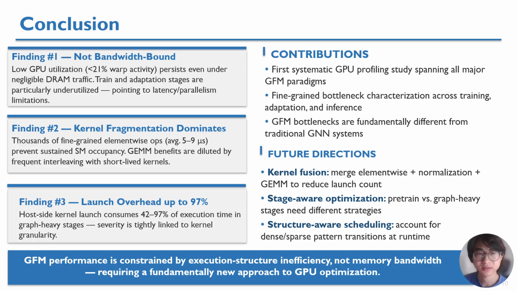Our contribution is the first systematic GPU performance study spanning all the major GFM paradigms. We provide fine-grained bottleneck analysis across training, adaptation, and inference, and we also show that GFM bottlenecks are fundamentally different from traditional GNN systems. For future work: kernel fusion to merge element-wise normalization and GFM operations, stage-aware optimization with different strategies for pre-training and graph-heavy stages, and structure-aware scheduling to handle dense or sparse pattern transitions at runtime.